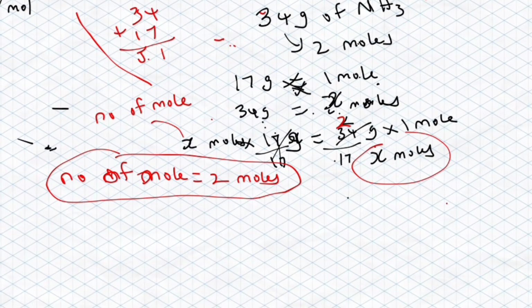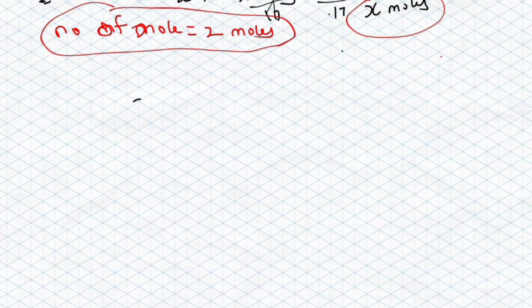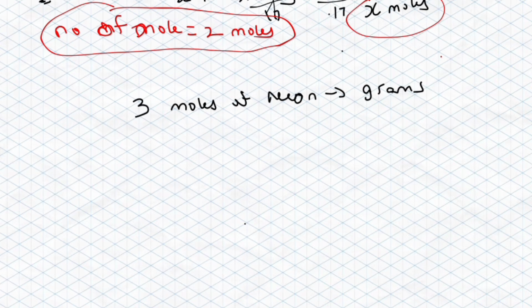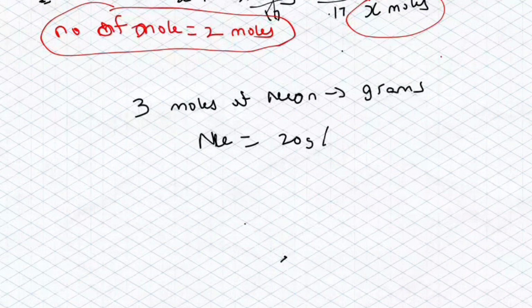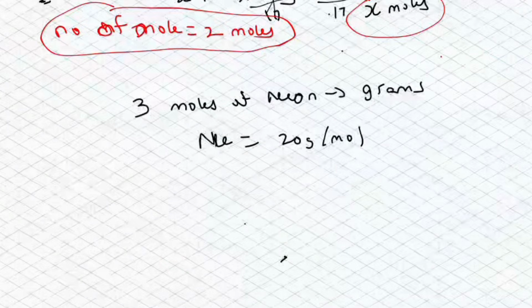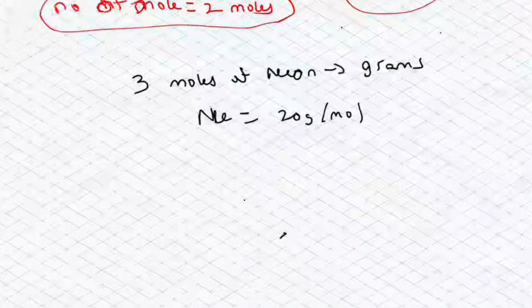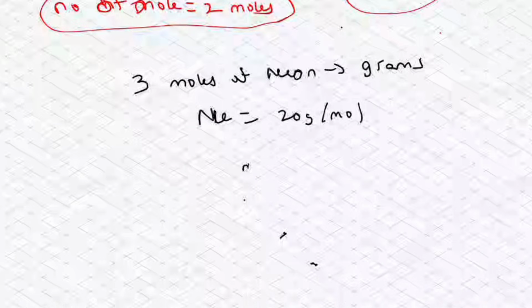Now, what if you are asked to convert, let's say, 3 moles of neon to grams? Then remember that Ne is equal to 20 grams per mole. This is the molecular mass of neon. So just use the formula straightforward: mass equals n times M.